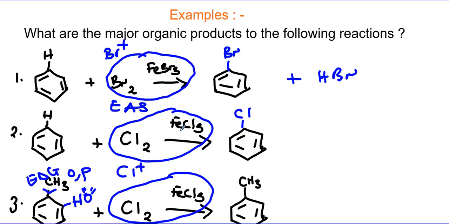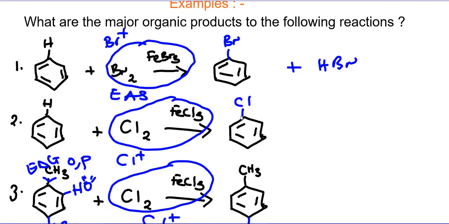If you're doing chlorination, then you need the FeCl3 version with the Cl2. So the Br goes with the Br, the Cl goes with the Cl. This will give you a Cl plus electrophile, which is going to substitute the hydrogen to put a Cl on there.